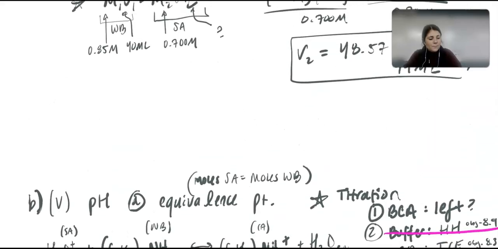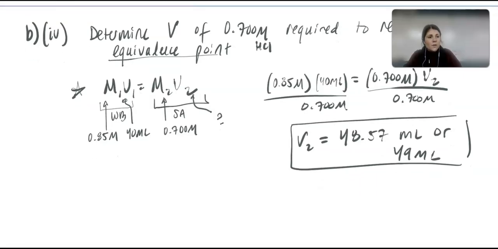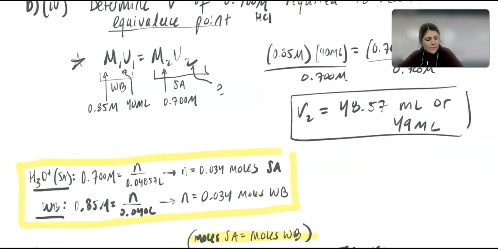So based off the previous problem, we have all these molarities and volumes. I'm going to pause the video real quick just to show you some. So for the strong acid, I used the 0.7 molar and the volume at equivalence. I got moles as 0.034.